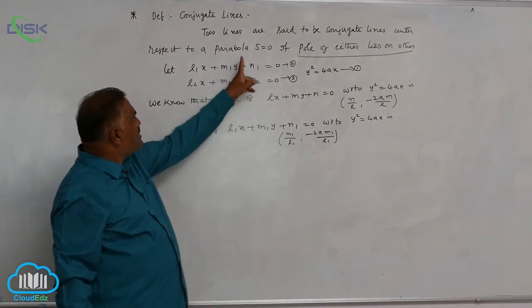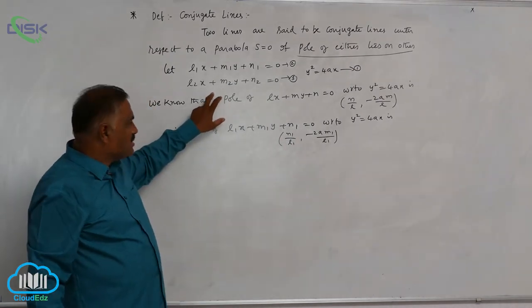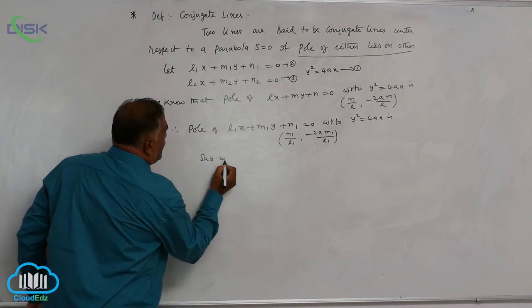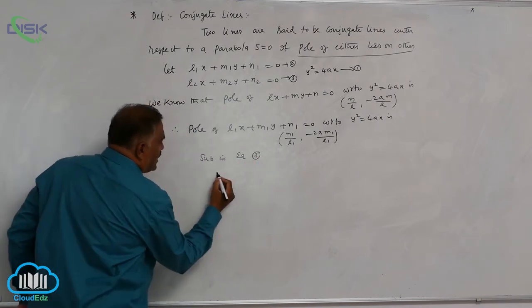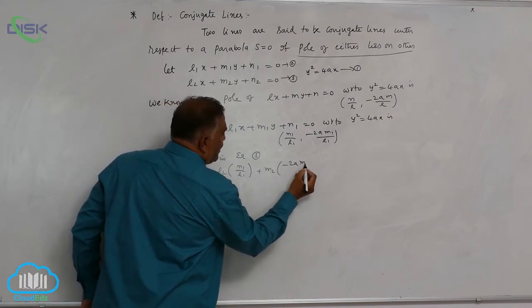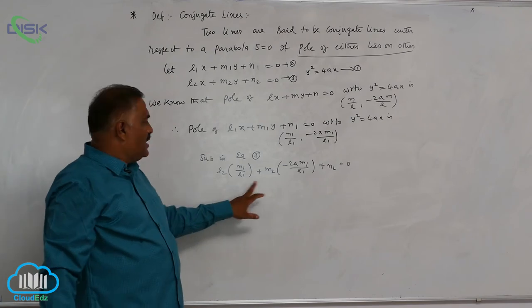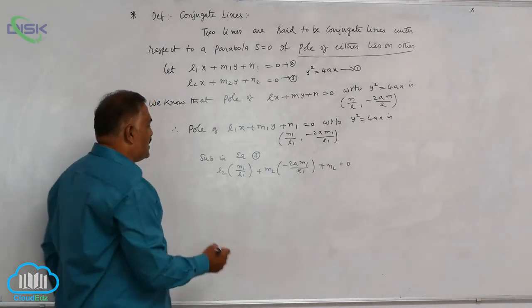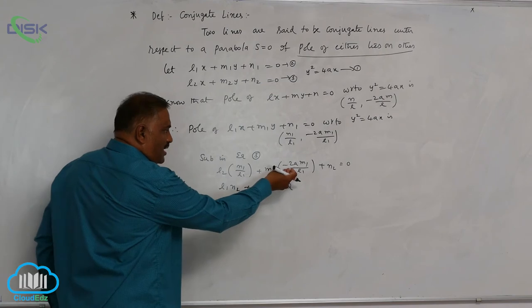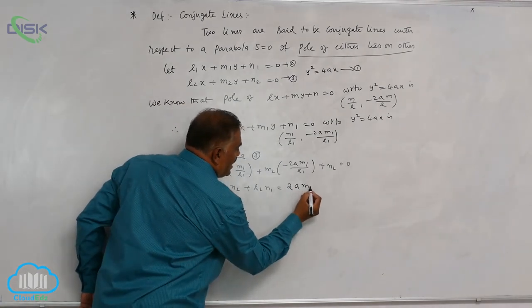Now, these two lines are said to be conjugate if the pole of the first line lies on the second line. That means we need to substitute this point in the second equation. Substituting in equation number 3: L2 into N1 by L1 plus M2 into minus 2aM1 by L1 plus N2 is equal to 0. You observe that the denominator is L1. Let us take LCM. This is L1N2 plus L2N1 is equal to, because this term has a negative sign, it goes on the right hand side, thus becoming 2aM1M2.